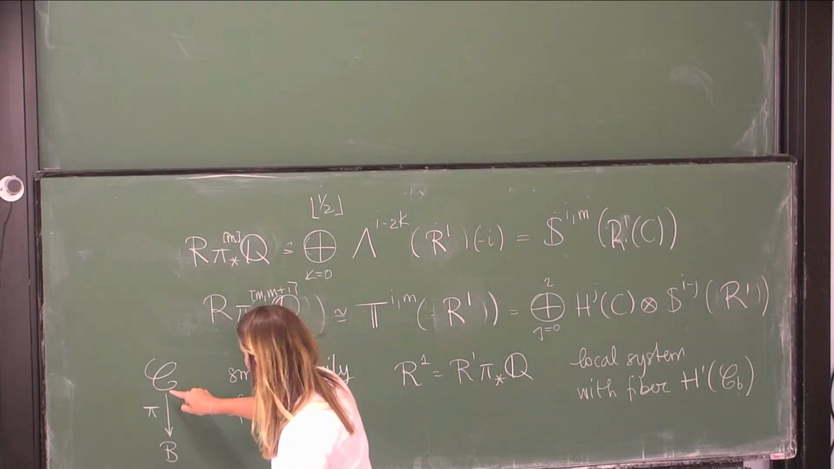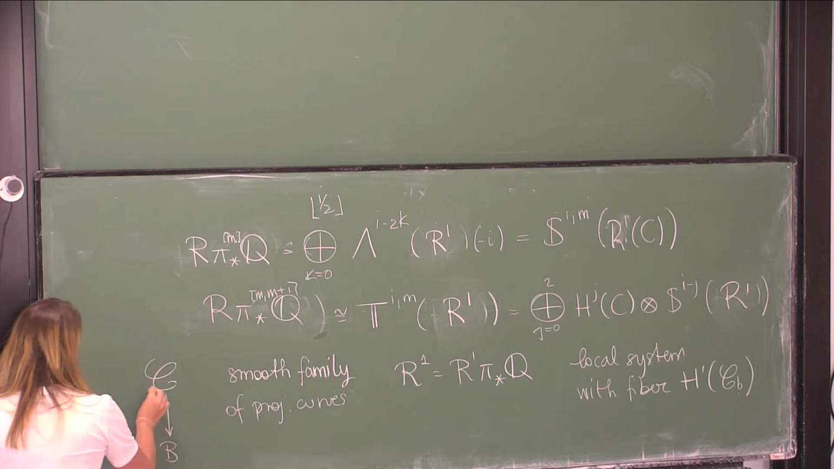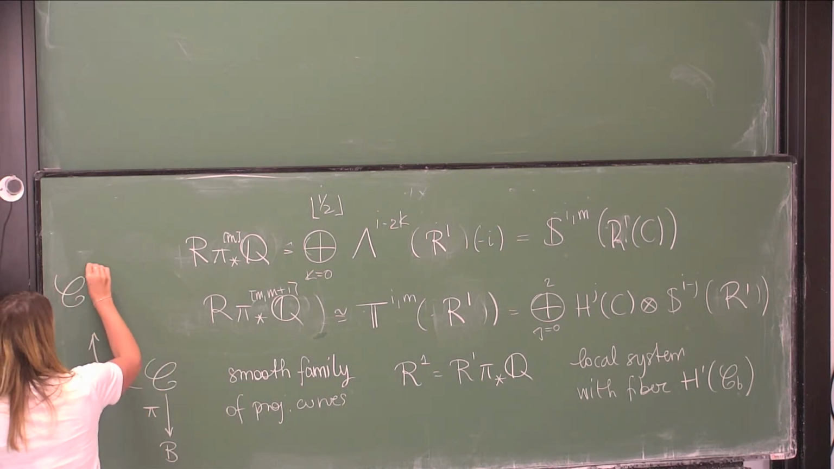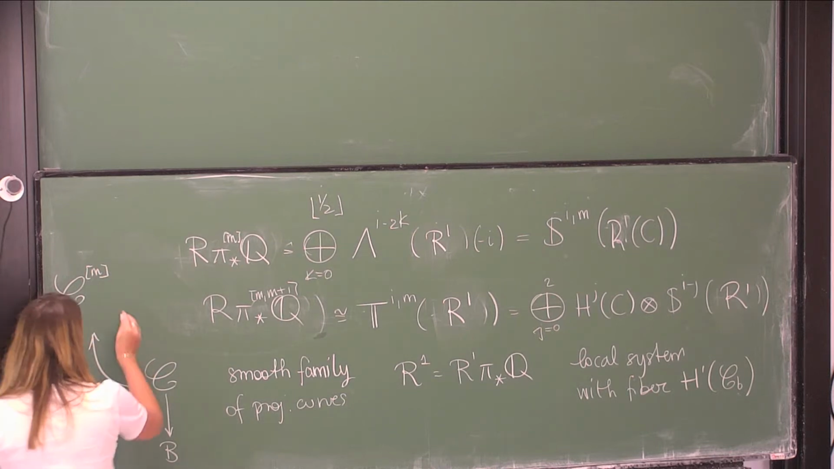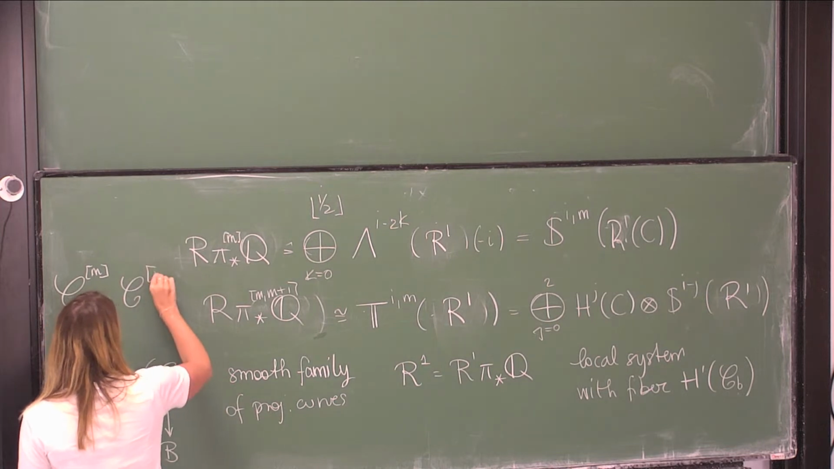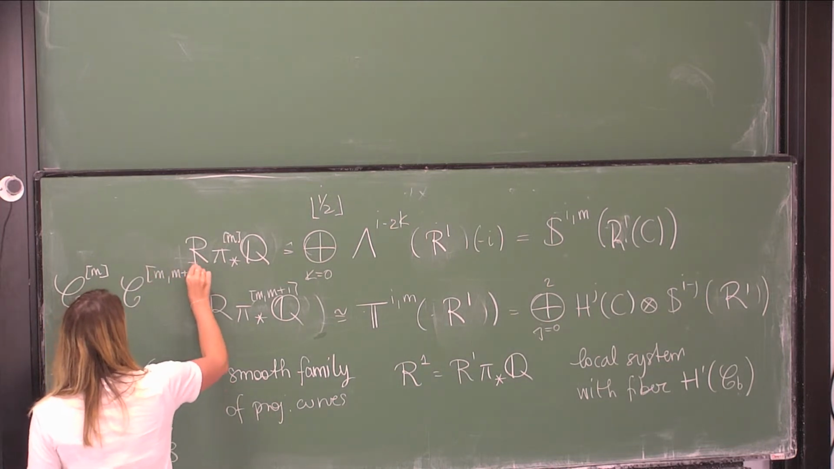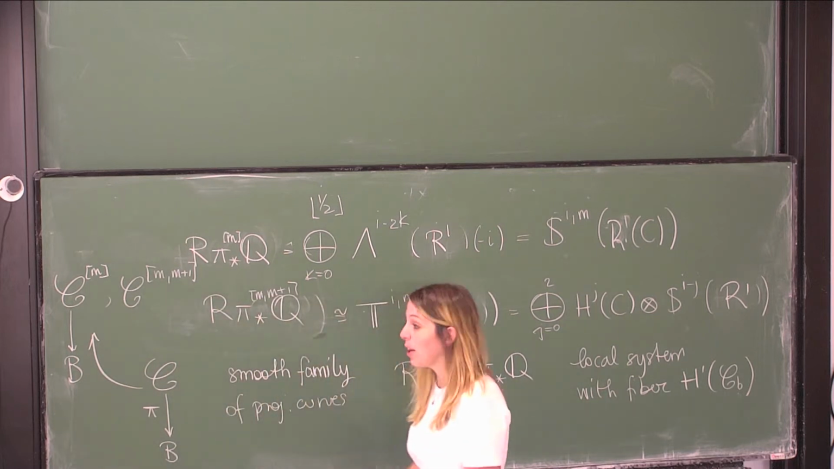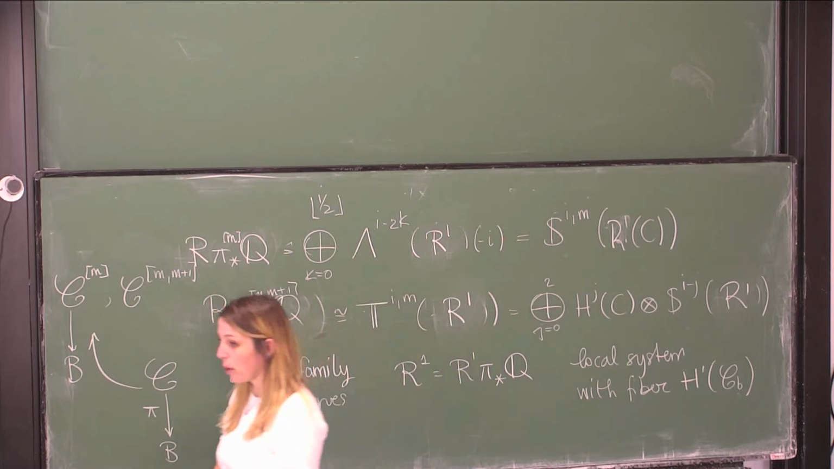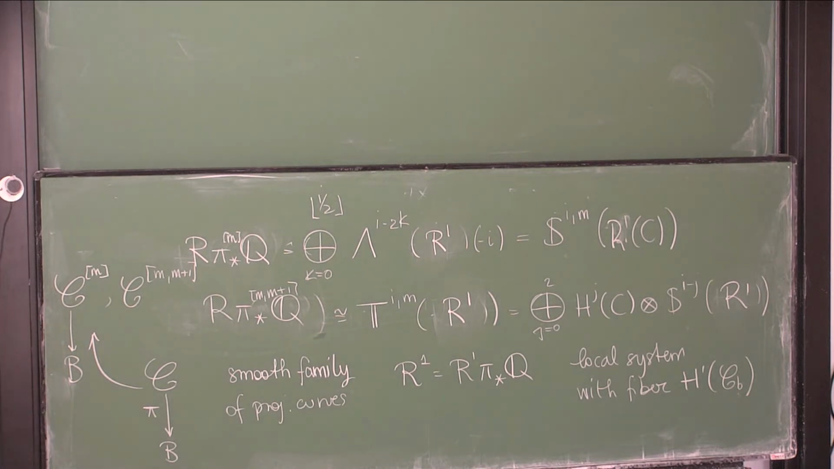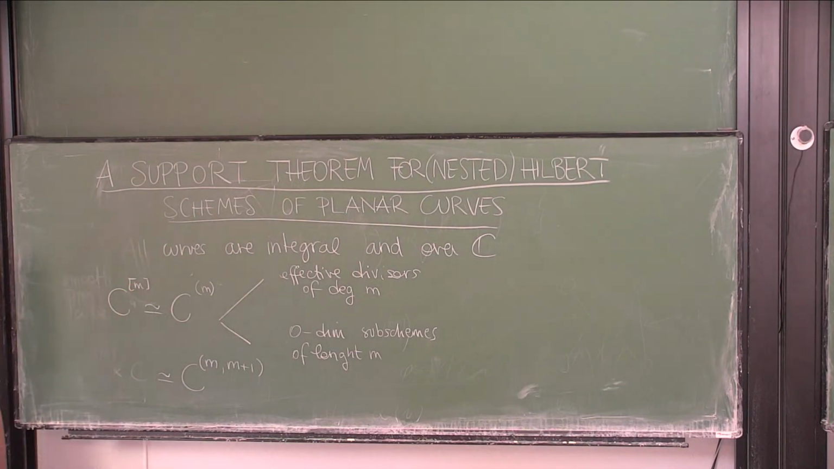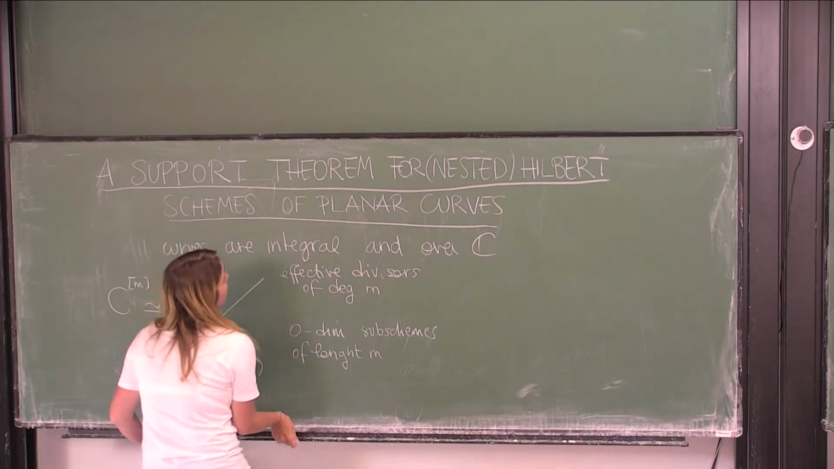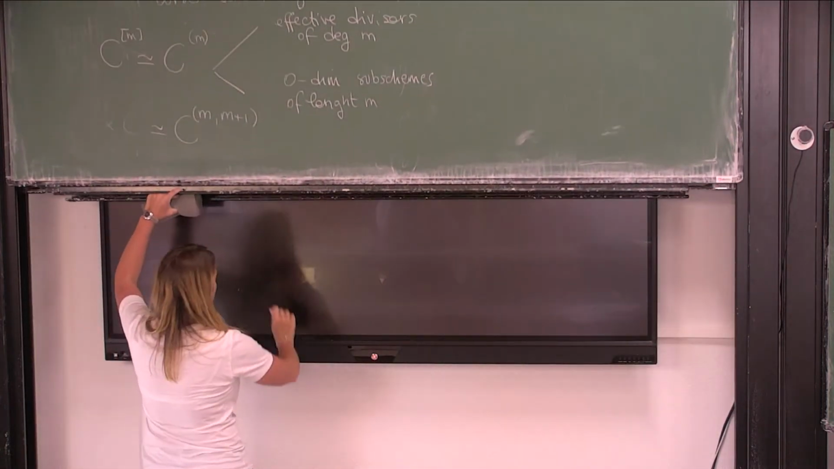Sorry, here I'm saying that given this family, I can consider the relative family of symmetric products and nested symmetric products. And you might ask, why am I doing that with square brackets if I'm talking about symmetric products? Well, because in this case, we will see in a moment that this coincides with the so-called Hilbert scheme. What am I talking about? Let me emphasize.